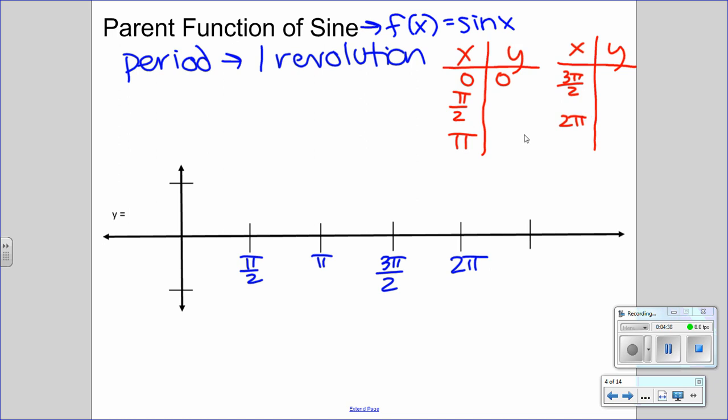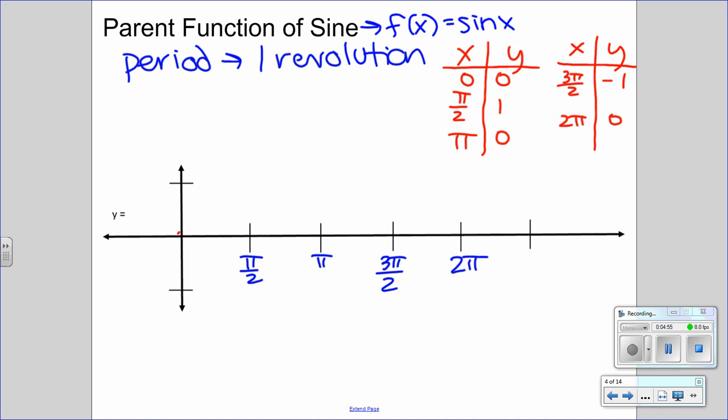Now you should have all of them completed. Sine of pi over 2 should give you a value of 1. Sine of pi is 0. Sine of 3 pi over 2 is -1. And sine of 2 pi goes back to 0.